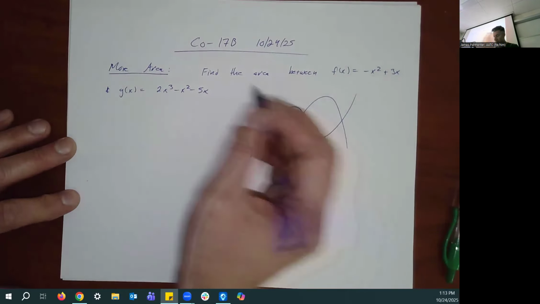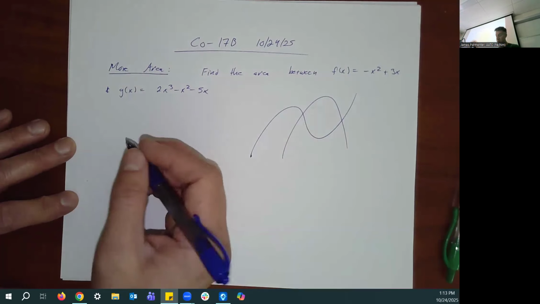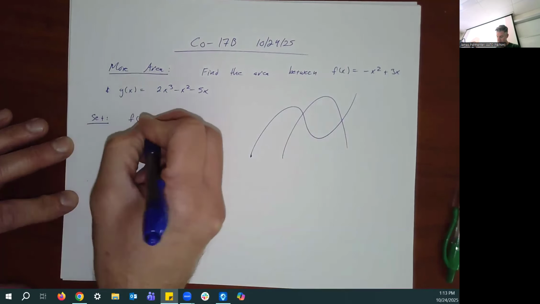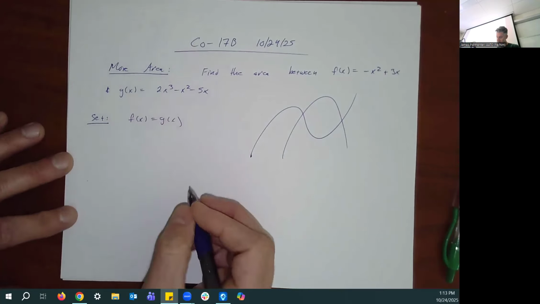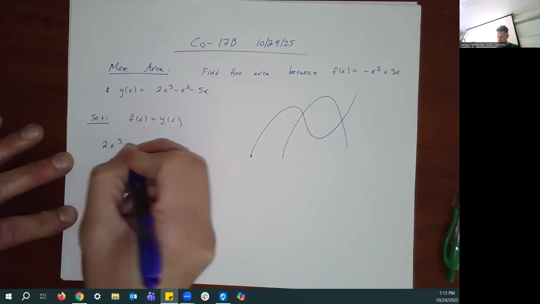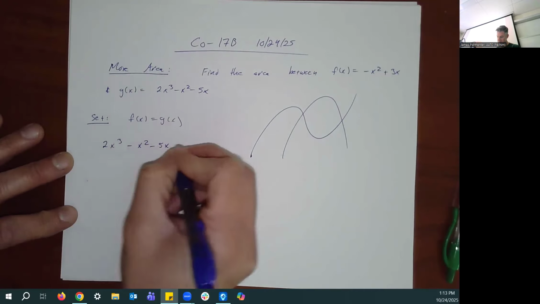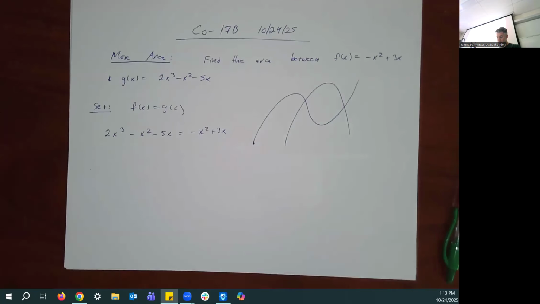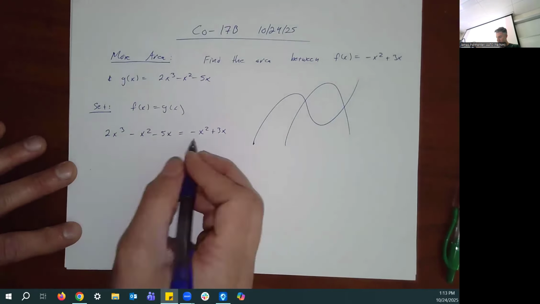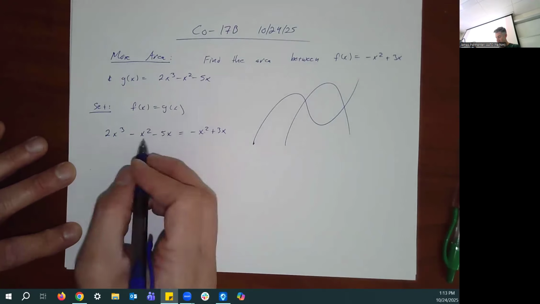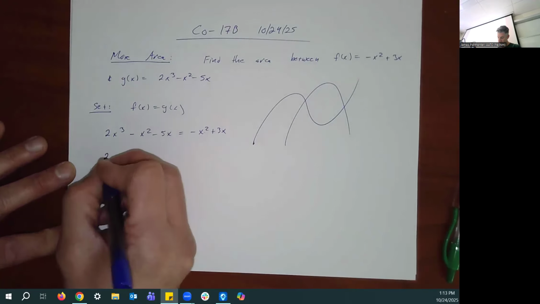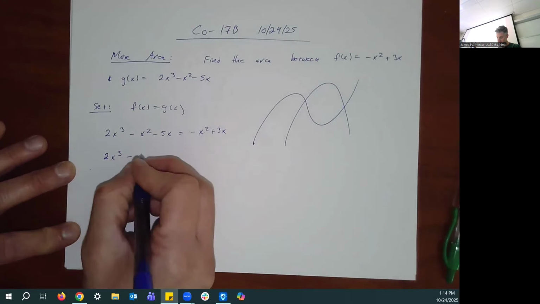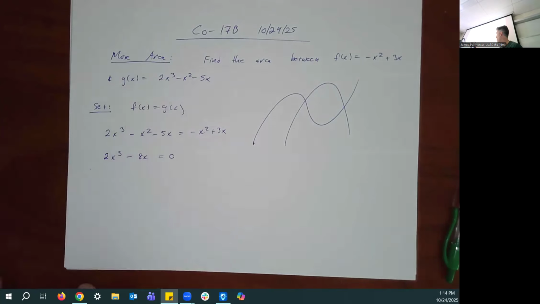When I'm finding the area between two functions, I would start off by finding the points of intersection. So we're going to set these two functions equal to each other. I've got 2x cubed minus x squared minus 5x equal to negative x squared plus 3x. Bring everything to one side. The x squared terms are going to cancel when I add x squared to both sides. So I get 2x cubed, no x squared, and I subtract 3x to get minus 8x equal to 0.